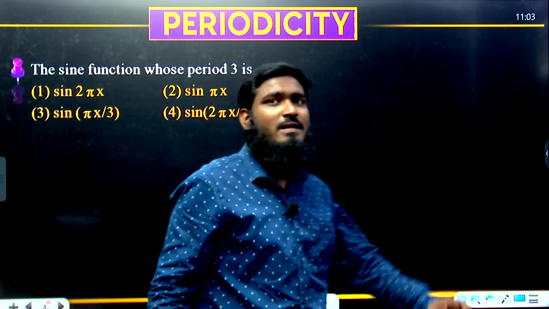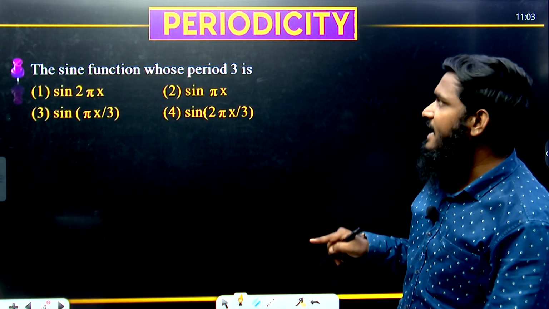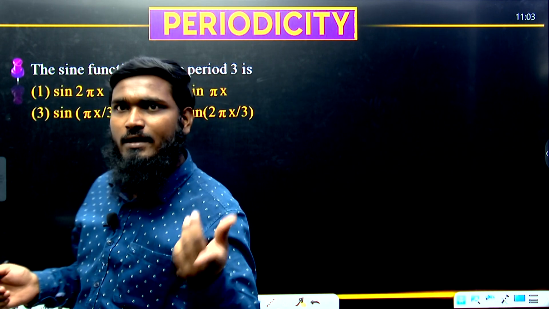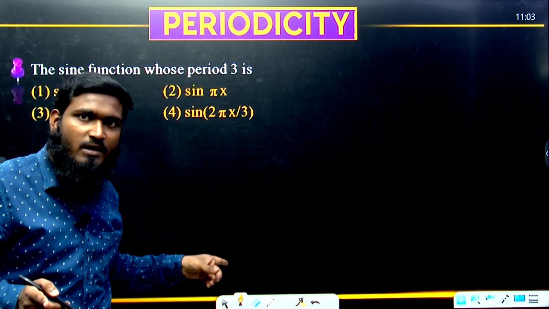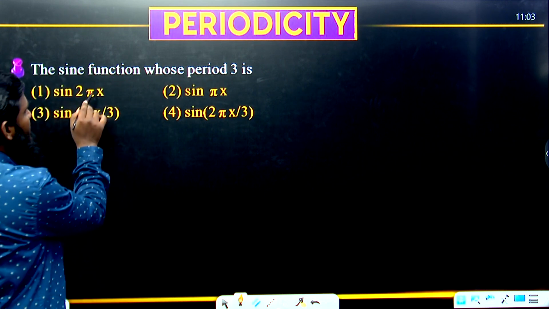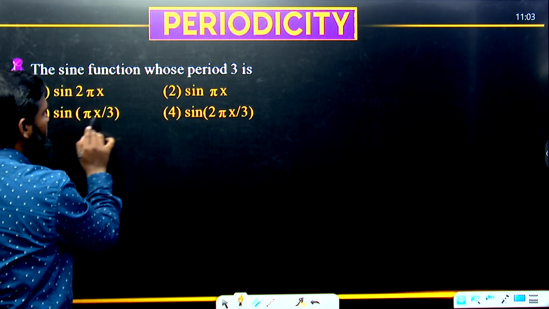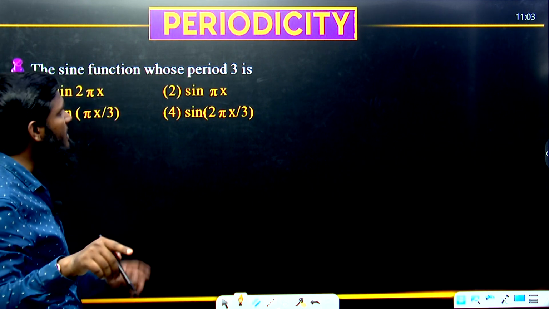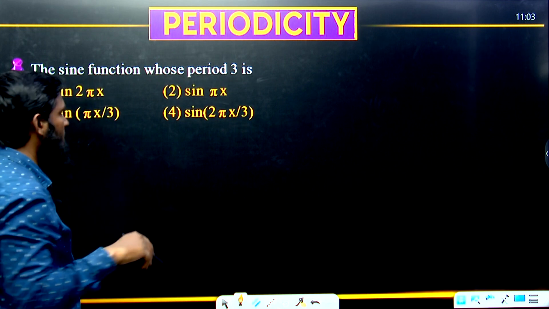Now let us go for some different questions. The sine function whose period is 3. The period is already given over here, we have to find out the function now. As we have 4 options, for all these 4 options we have to find out the period. Which period is matching with 3, that option will be correct. Let us see this part.